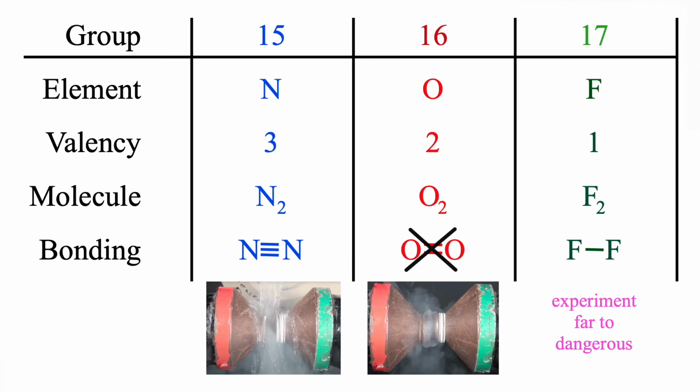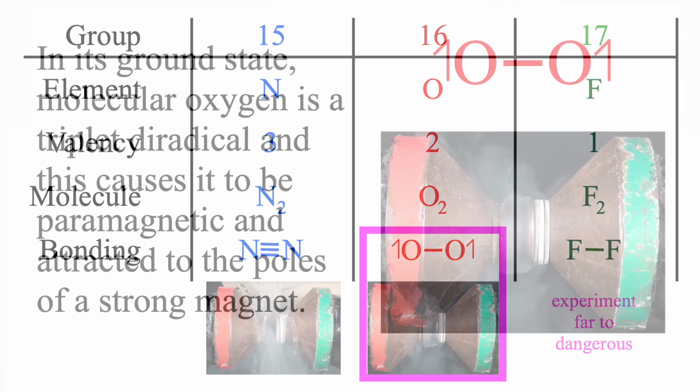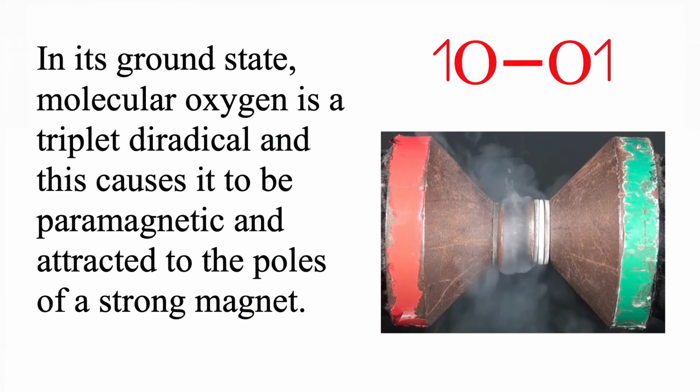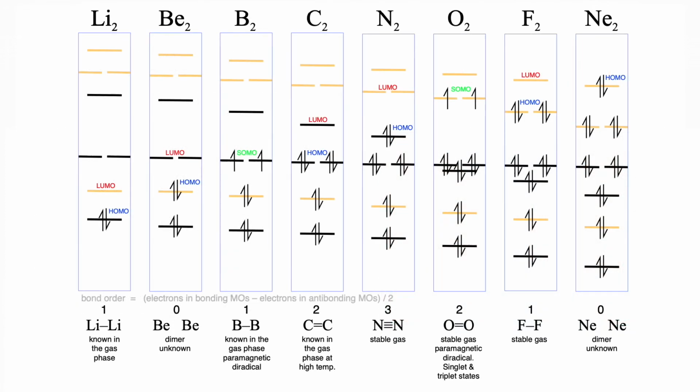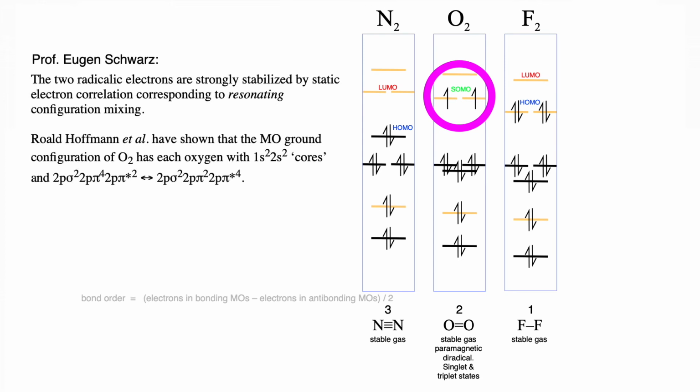Well, it transpires that oxygen does not have an oxygen double bond oxygen structure, but is a diradical. In its ground state, molecular oxygen is a triplet diradical, and this causes it to be paramagnetic and attracted to the poles of a strong magnet. We can see this with the molecular orbital diagrams of the N2, O2 and F2 molecules. O2 has the triplet diradical structure, whereas nitrogen and fluorine have more expected structures.